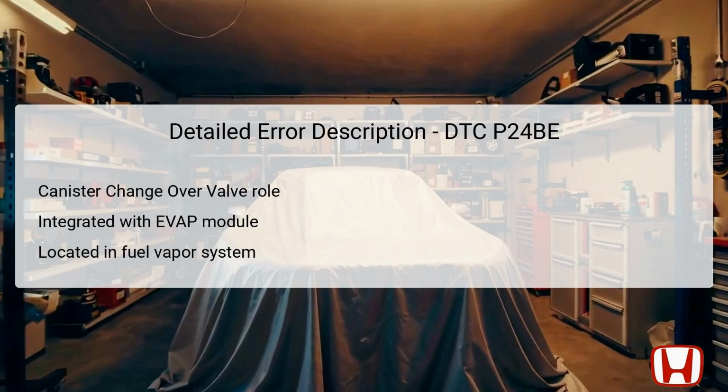lines. The PCM, which oversees the vehicle's engine management, monitors the valve signals to ensure they are within specified parameters. When it detects a low voltage in the control circuit, it stores DTC P24BE, indicating an abnormality needing investigation. Identifying the exact location and function of the valve is essential for proper diagnostics and repairs.